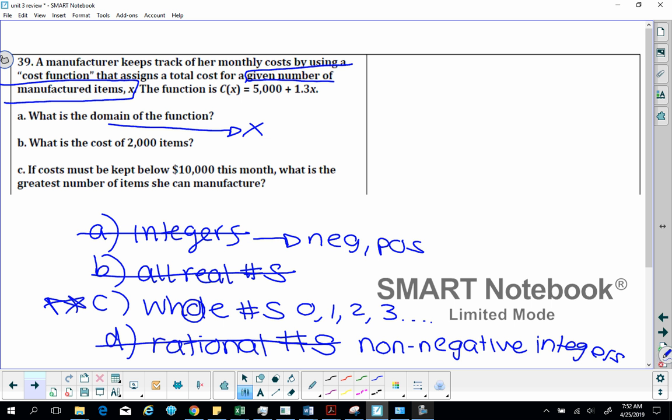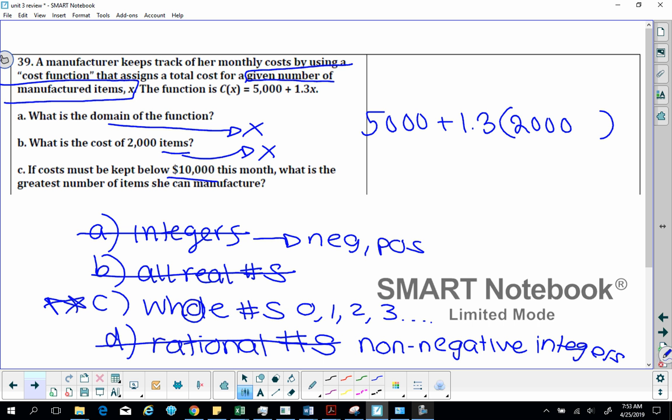Next one says, what is the cost of 2,000 items? So it's items. In this case, I can see that items are my x's. So all I have to do is instead of x, what am I going to plug in? 2,000. Or you can, I mean, you would have to scroll 2,000 times, so I won't do that. But all you're doing is putting 2,000 in for x. You're identifying, hey, items needs your x in this problem, so I'm going to plug it in for x and solve.